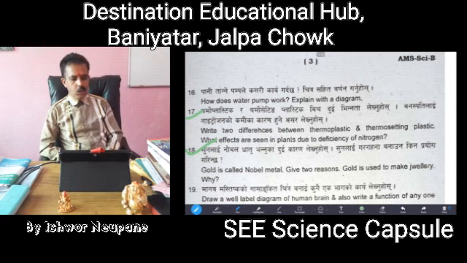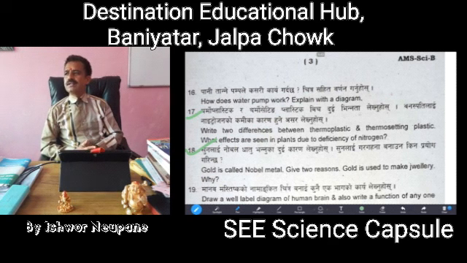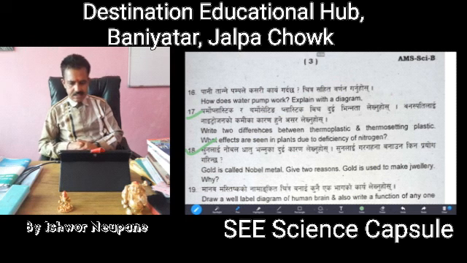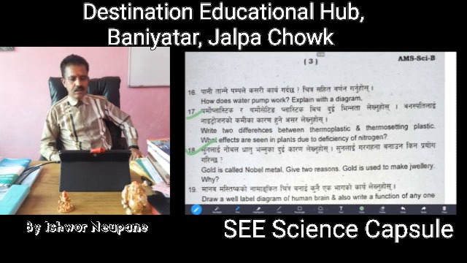Gold is called a noble metal. Give two reasons. Do you know? It is a stable metal. It does not react with other chemicals easily. Next question is, gold is used to make jewelry. Why?